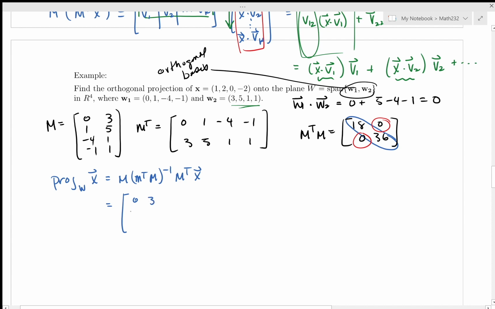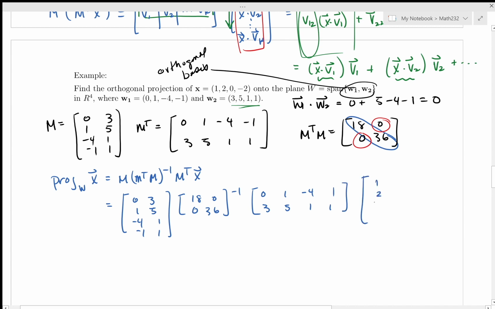That would be 0, 3, 1, 5, minus 4, 1, minus 1, 1, 18, 0, 0, 36. That's going to have to be inverted. Then we would multiply by M transpose. And then we would multiply by X. That is our answer. I'm not going to go ahead and make all those calculations here, but that will work. So this will be whatever the projection onto the subspace W of X. That will be it. Okay, that's one option.